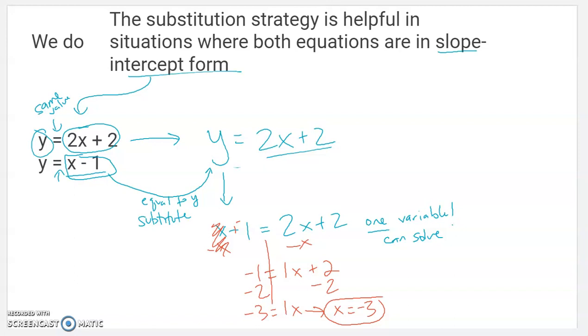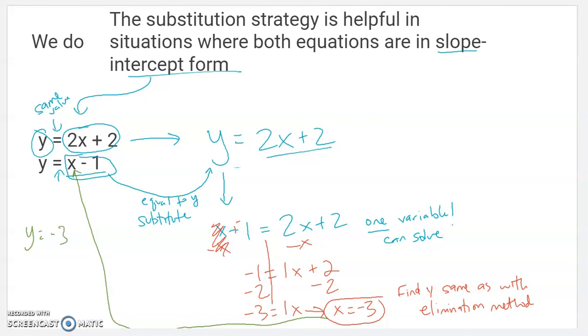Not done yet. Don't forget, I also need to know what y equals. And the way I do that, if you want to write it, say find y same as with elimination method. So what I'm going to do now, I'm going to take this. The bottom one looks a bit easier. So now that I know x, I'll use it to find y. So y equals negative 3 minus 1, or plus negative 1, and y equals negative 4. Now I've got a full solution.